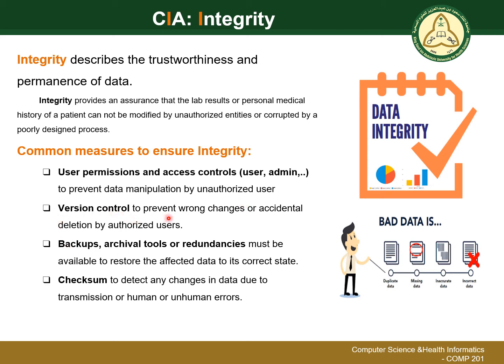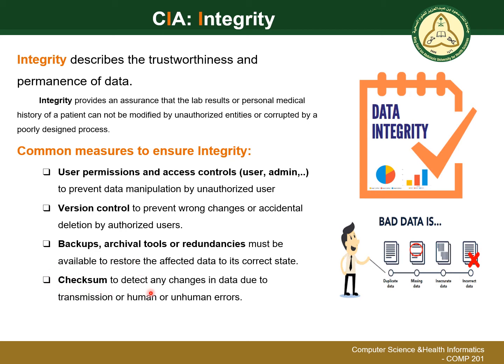Version control is to prevent wrong changes or accidental deletion by authorized users. So, for example, if some information was deleted or erased accidentally by a user, we will have control over the version where we can recover the deleted data. Backups and archival tools or redundancies must be available to restore the affected data to its correct state. So we can use the backups and any archival tools to return to the correct version or the correct state.